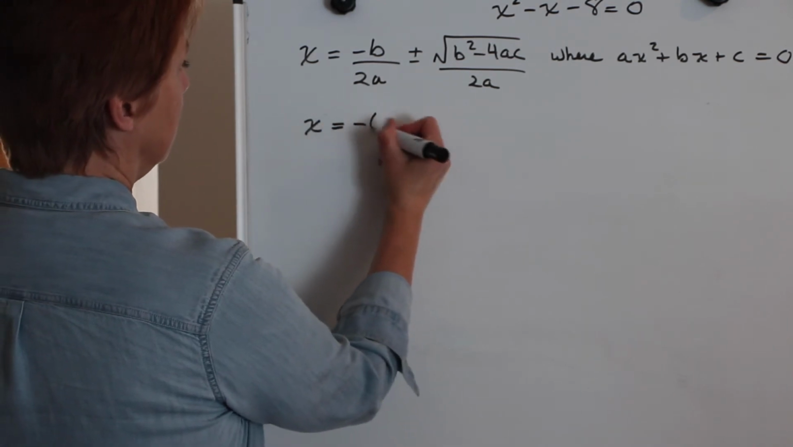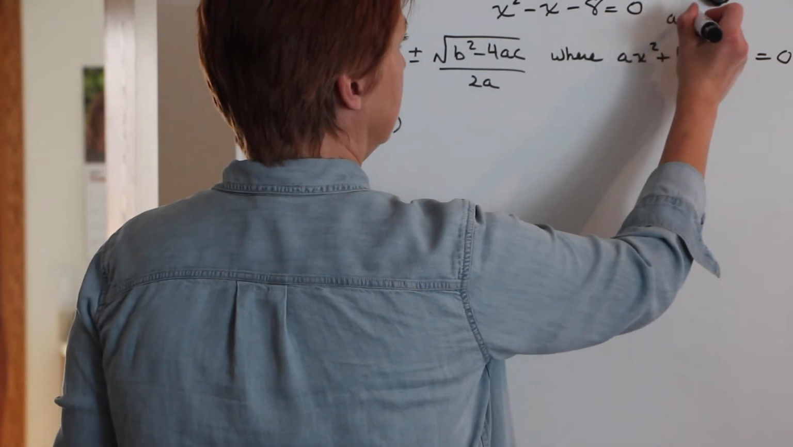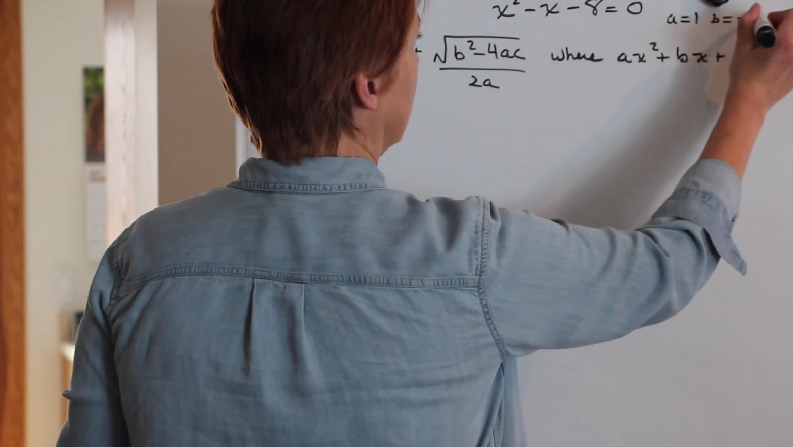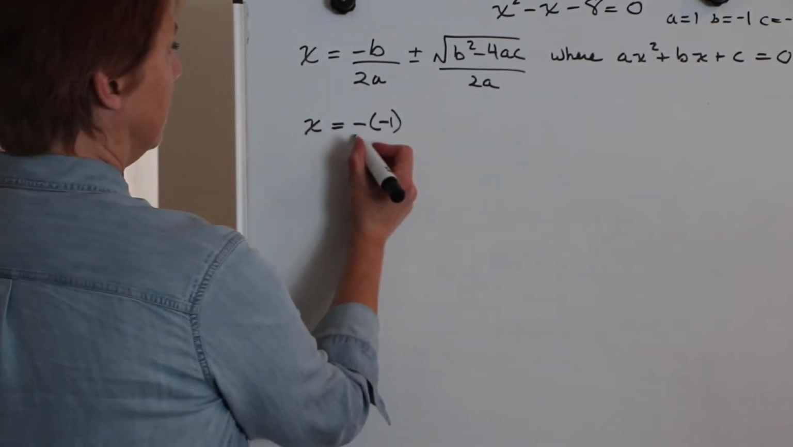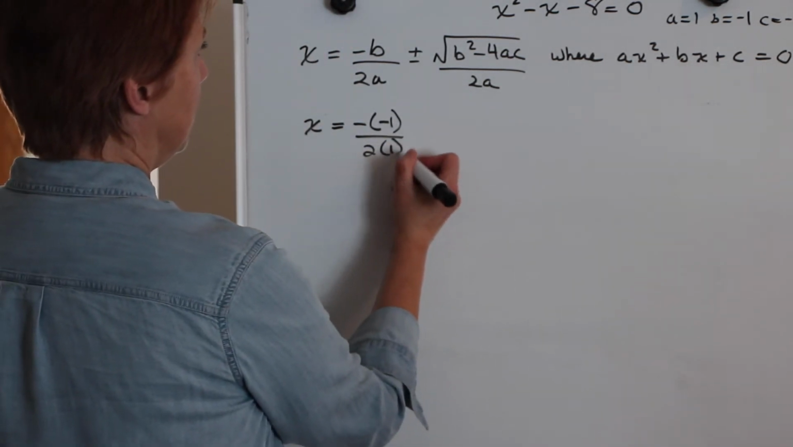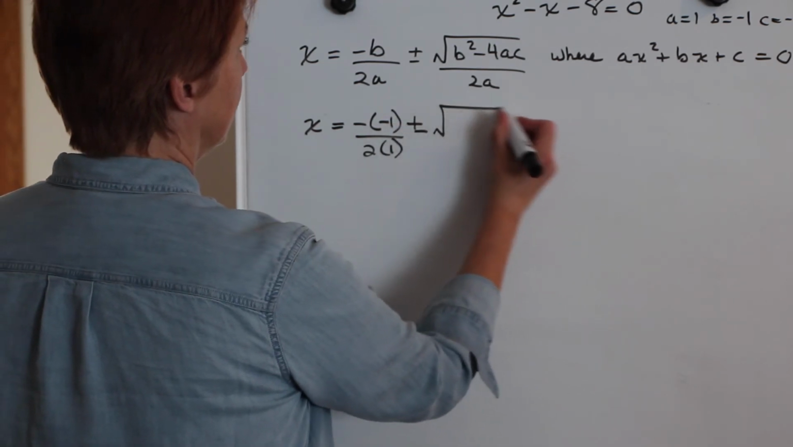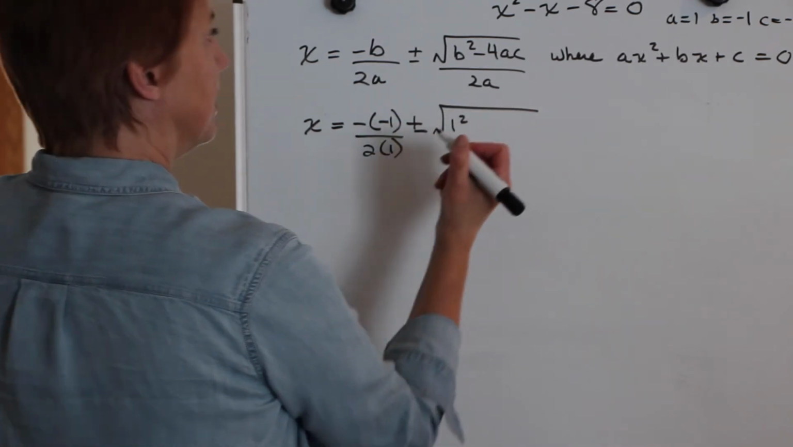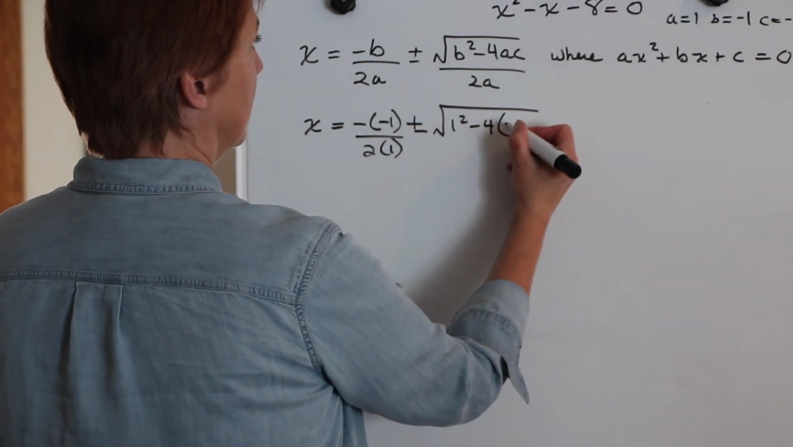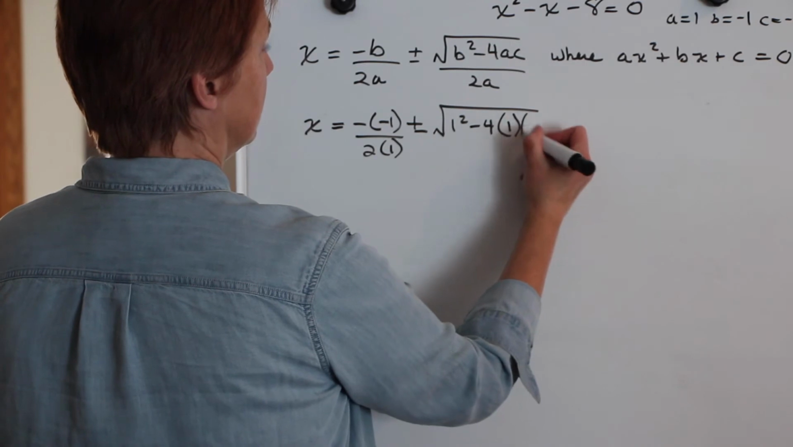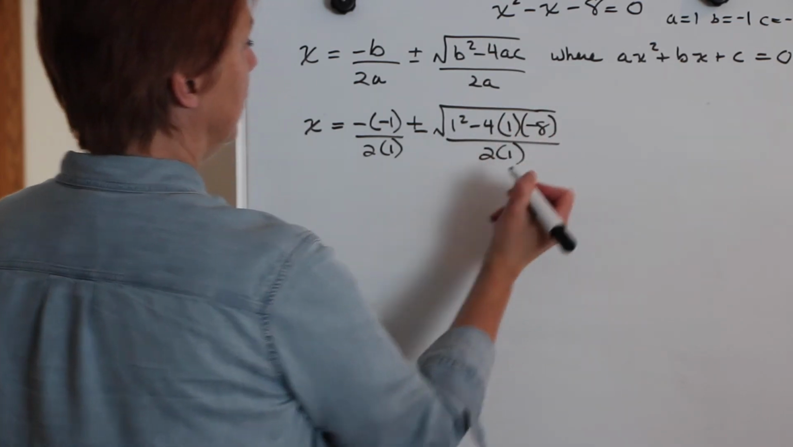x equals negative, negative 1. Okay, B is negative 1. A is 1, B is negative 1, and C is negative 8 for this question, okay? Divided by 2 times 1, A is just 1, plus or minus 1 squared. Notice I don't put the negative, I don't bother, it's going to be positive anyway. 4 times A is 1, C is negative 8, divided by 2 times 1.